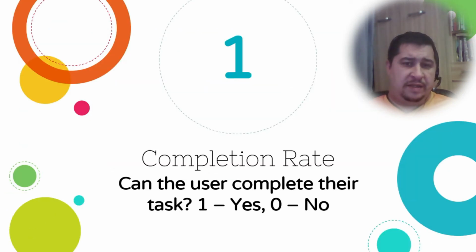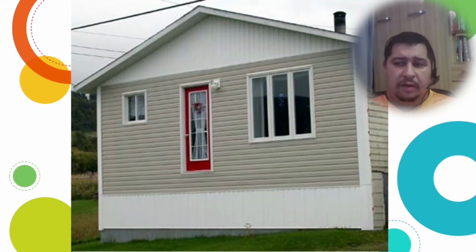So having said that, let's go with the first metric, which is really simple: completion rate. You have a simple task and you ask the question, can the user complete their task? And you have yes or no. After that, you take that task and let's say in this particular example, there will probably be a big percentage of users who are not able to complete the simple task, enter the house. And we should look for the reason behind that.